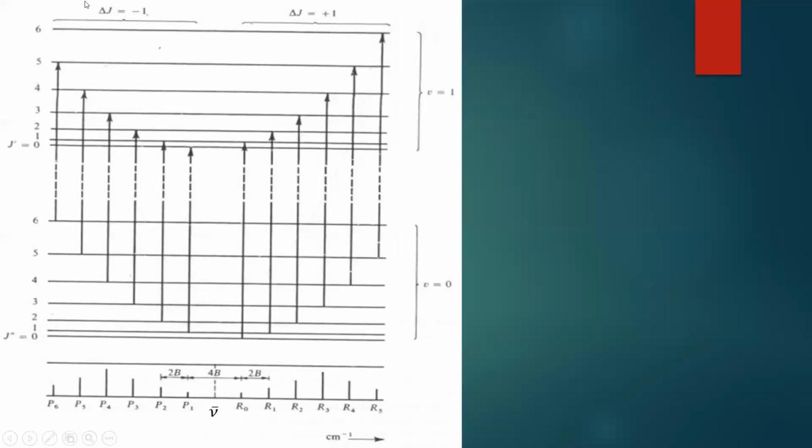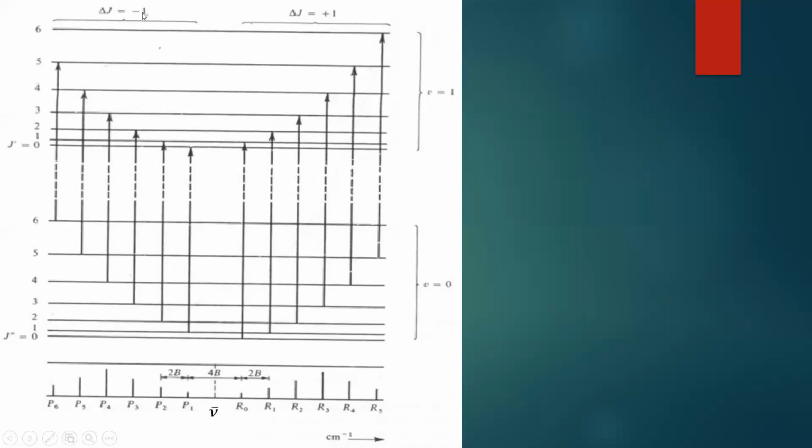Now consider the second case, the delta J equal to minus 1 case. Let us take the molecule at J equal to 1 state, it can go to J equal to 0. So J is decreased by 1. It is going from J equal to 1 to 0. So delta J is minus 1. Okay. So this gives rise to one line called P1. Similarly, J equal to 2 to 1 is allowed, 3 to 2 is allowed, 4 to 3 is allowed, where J is decreasing by 1.